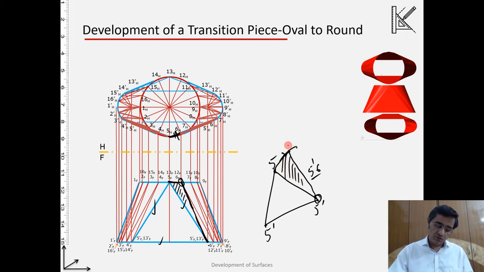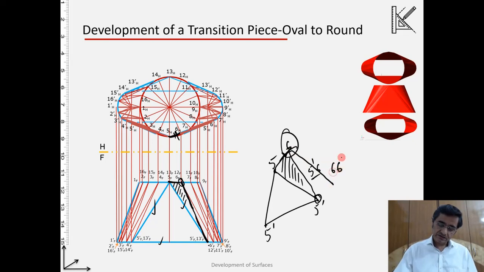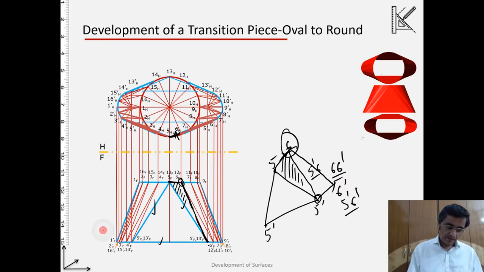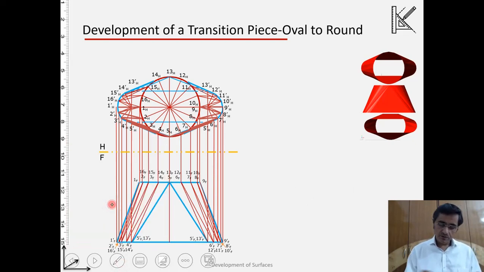So this triangle will be 5 6 and 5 dash. Similarly, once I have got the point 6 and 5 dash, from here I will plot a distance which is 6 6 dash, or I will take the arc of the 6 6 dash, and from 5 dash I will take the arc of 5 dash 6 dash. So I will get another point, and I will get the point here, okay, which will be the point 6 dash, and so on. So this is what we are going to do in order to develop this surface.